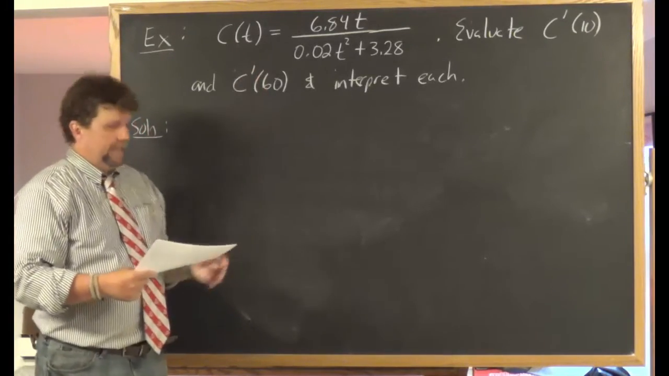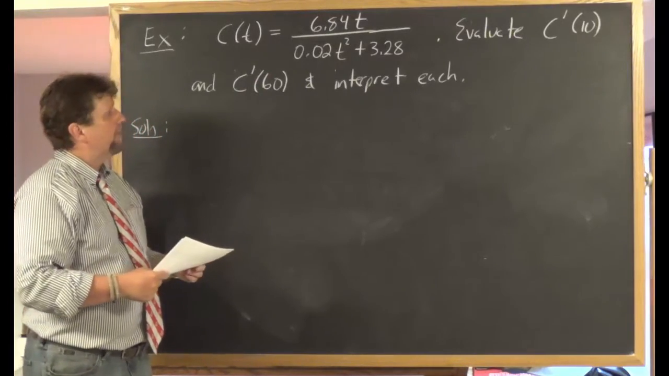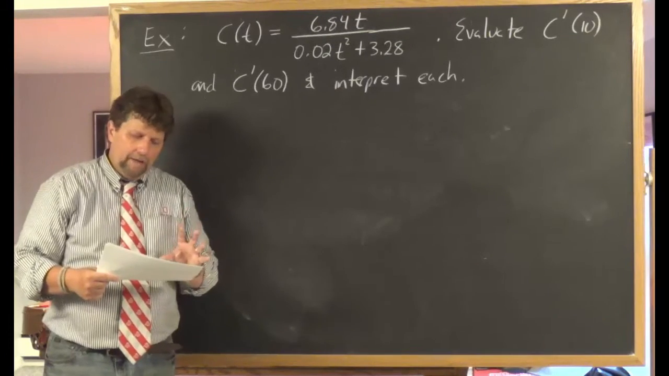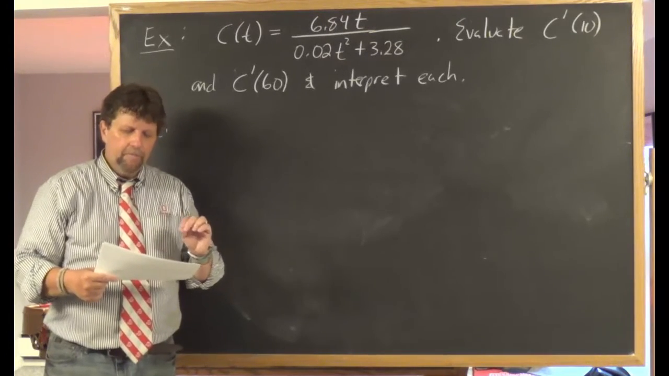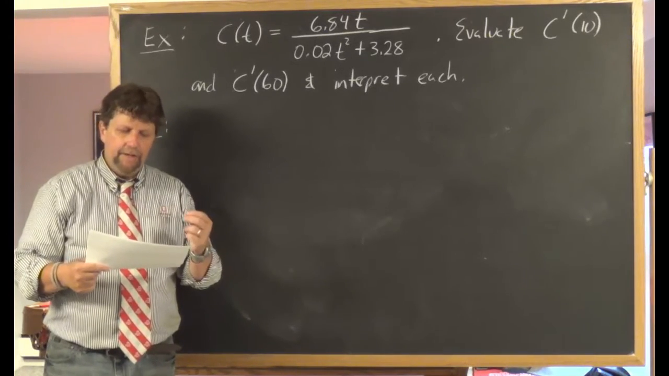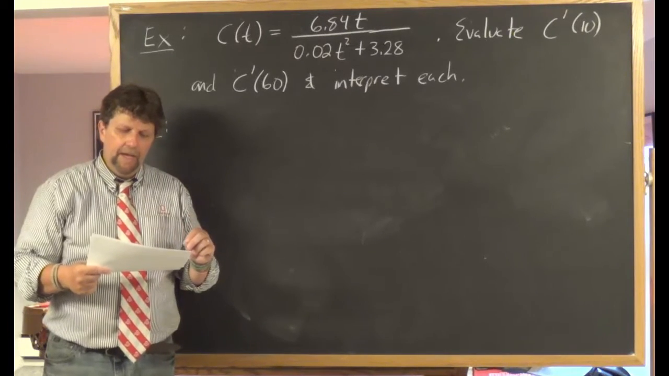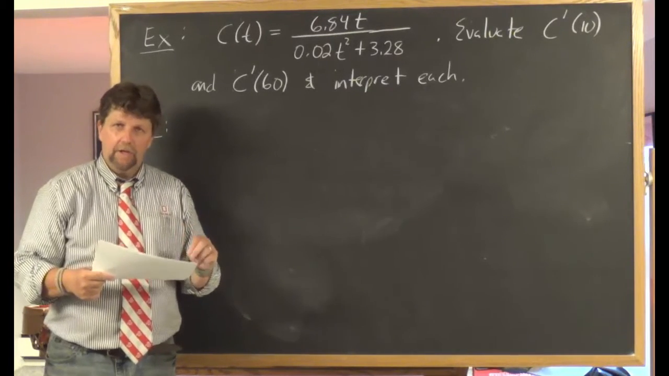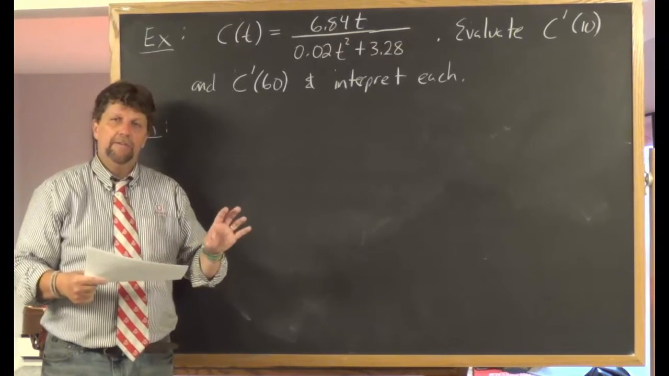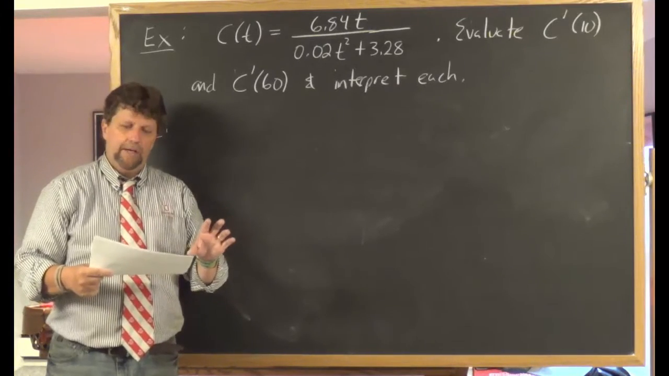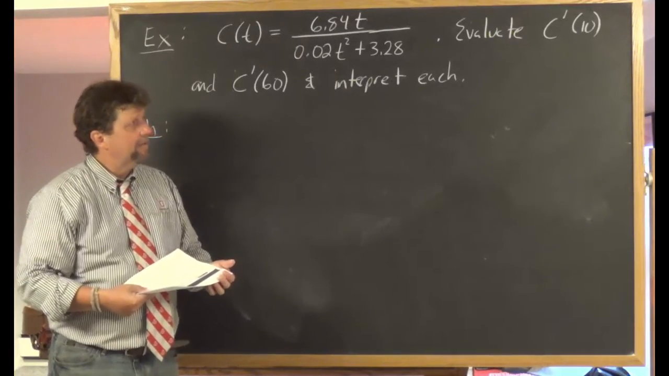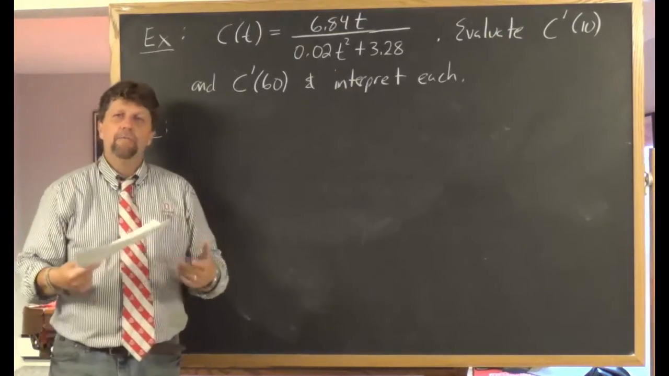So this function, C of t equals 6.84t over 0.02t squared plus 3.28. This function models the concentration of a certain drug in the bloodstream over a given period of time. C of t is measured in micrograms per milliliter, and t is measured in minutes after the drug was administered. So t is minutes after the drug was administered. C of t gives us the concentration in micrograms per milliliter in the bloodstream. Here you were asked to evaluate C prime of 10 and C prime of 60 and interpret each.